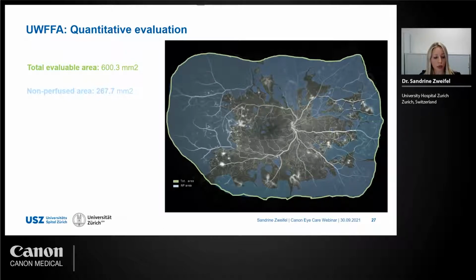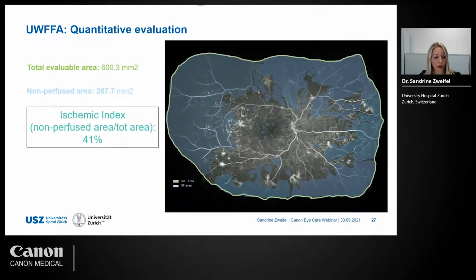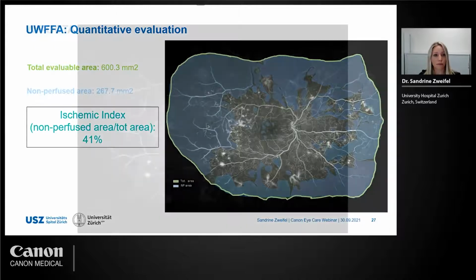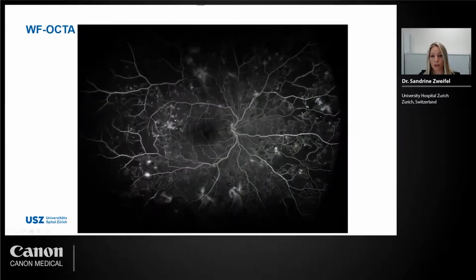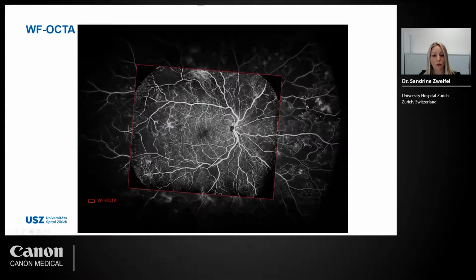And then, when you have the total evaluable area and the non-perfusion area, you have the ratio, which was calculated for all cases and referred to as ischemic index. Here you see again this patient with the Optos fluorescein angiography and, overlaid, the widefield single scan OCT angiography.